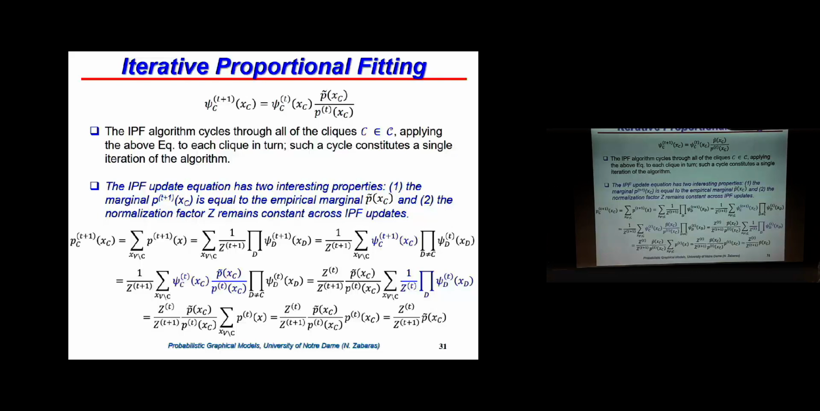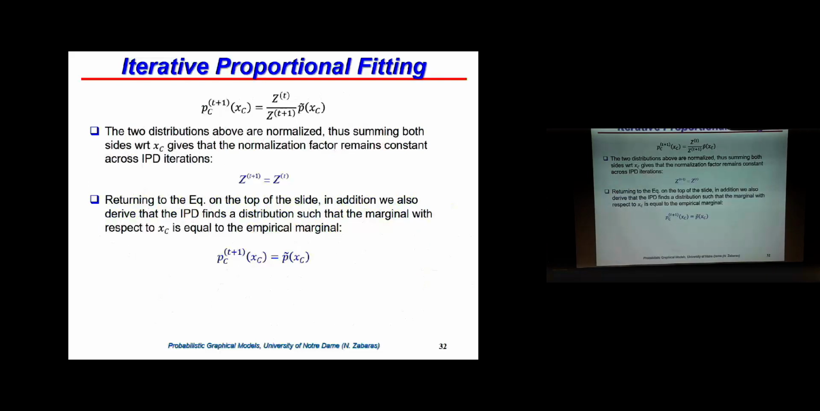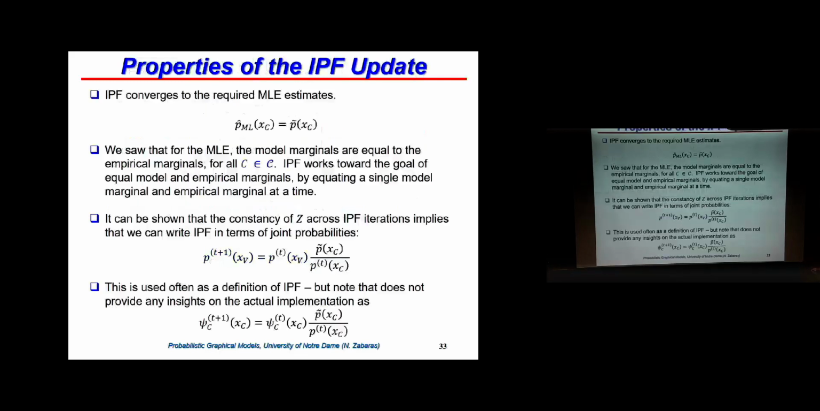Okay? And again, the proof is rather trivial. So basically, this is the MLE property, right? At all iterations, your model marginal is equal to the empirical marginal. The Z doesn't change. But I wanted to give you a version of this algorithm. This is what we derived. You can actually show, and this is very important, from this equation that the algorithm takes the form that you see on this equation in the middle, okay?